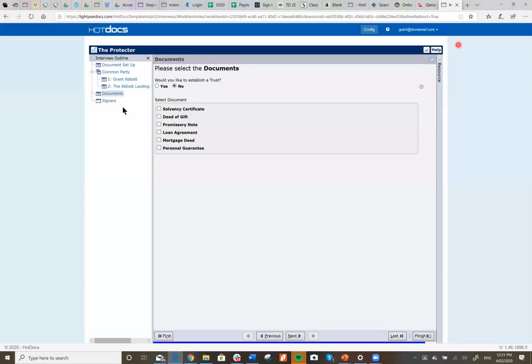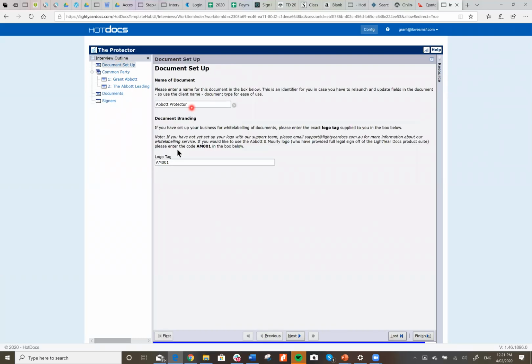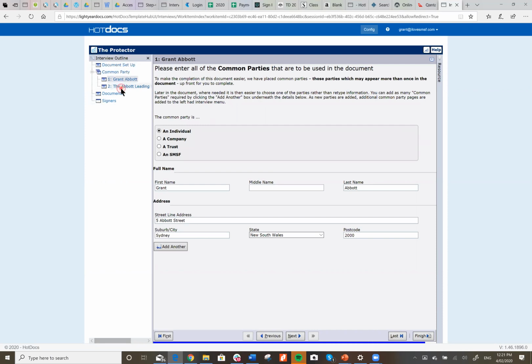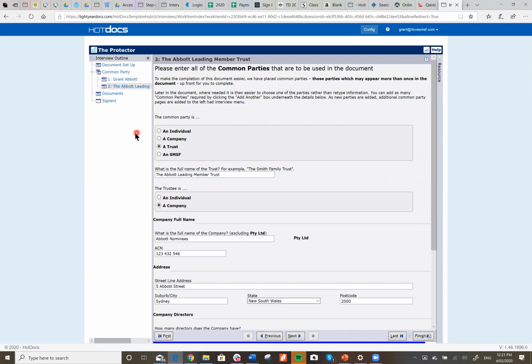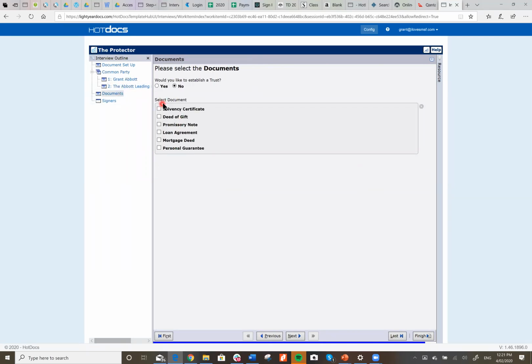Let's just have a look at the last few minutes. I'm looking at the protector. Essentially, it's the Abbott protector, Abbott Morley. We've got the common party being myself, and also then the leading member trust. I've already got that. So the documents I need, would you like to establish a trust?